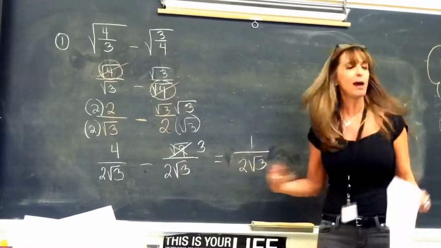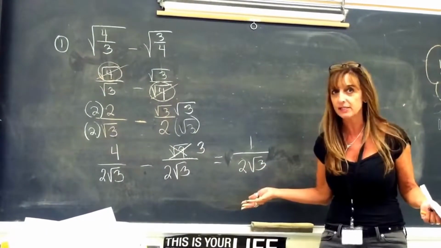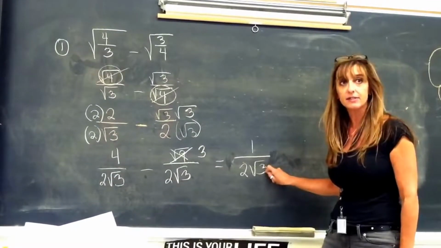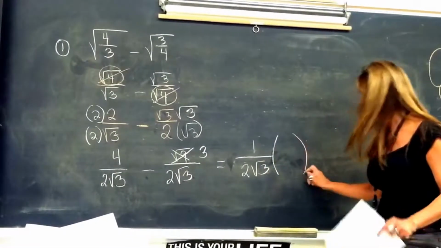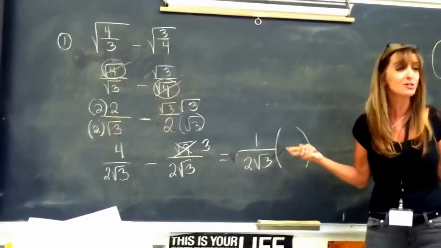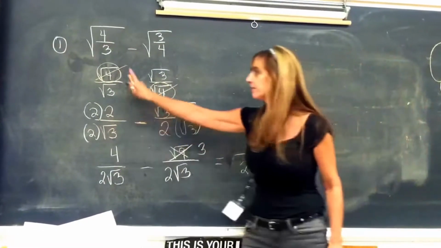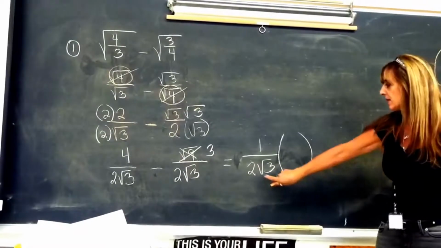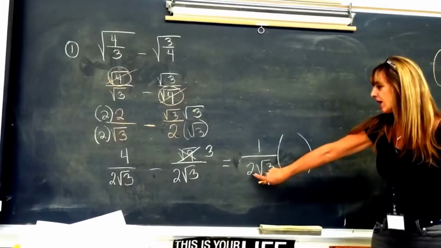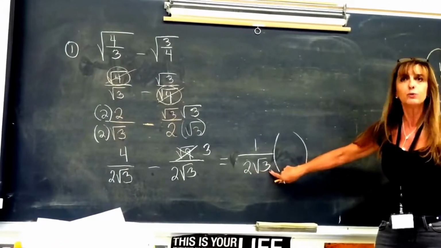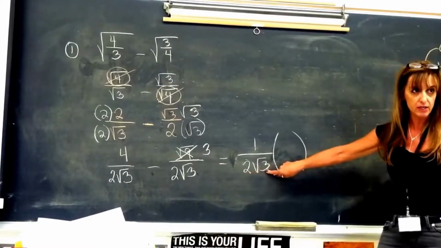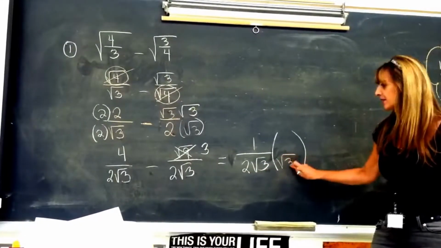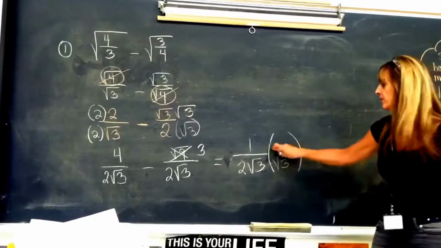This answer probably isn't in my multiple choices because it's not rationalized. So now I have to rationalize. So eventually I had to rationalize. I could have done it before I subtracted the fractions, but you could also do it afterwards. Now, how do you rationalize a 2 rad 3? You could multiply by a 2 rad 3 or just a rad 3. You don't have to do the 2. So I'm going to do it that way.